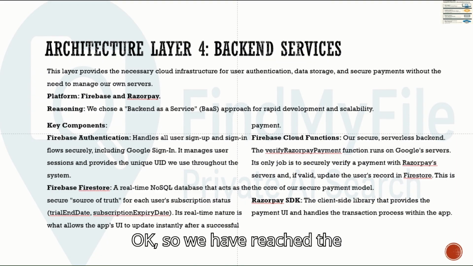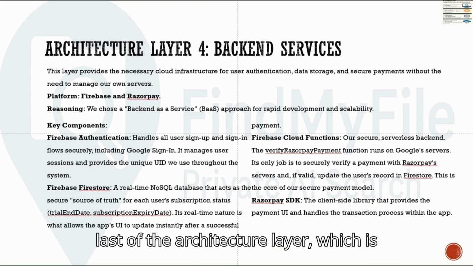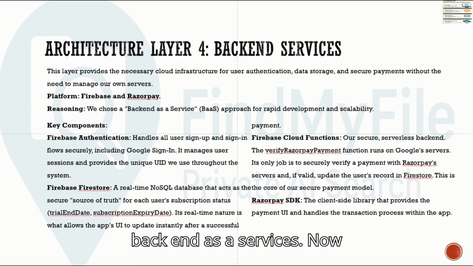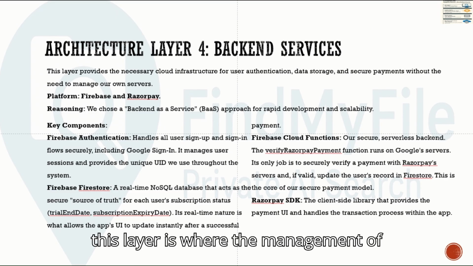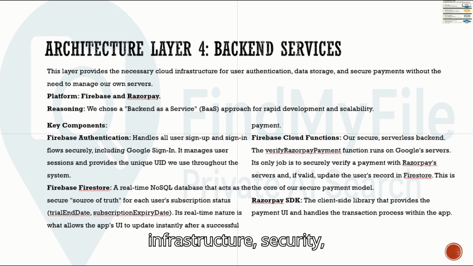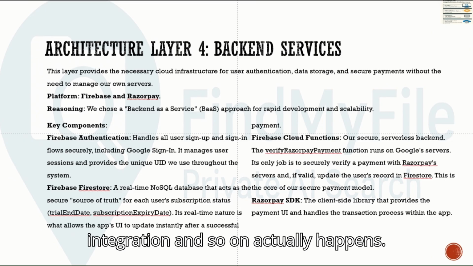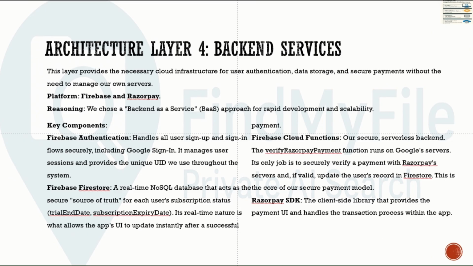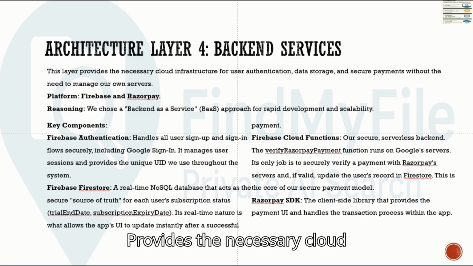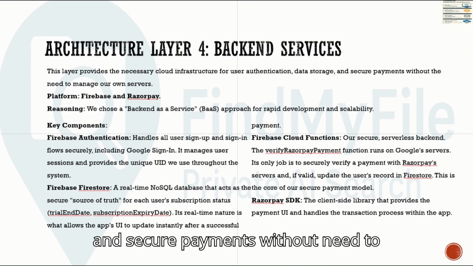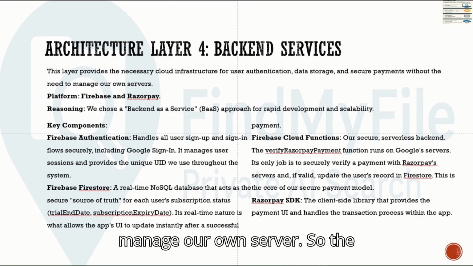Okay, so we have reached the last of the architecture layers, which is the backend services, or backend as a service. This layer is where the management of infrastructure, security, user authentication, third-party integration, and so on actually happens. This layer provides the necessary cloud infrastructure for user authentication, data storage, and secure payments without the need to manage our own server.